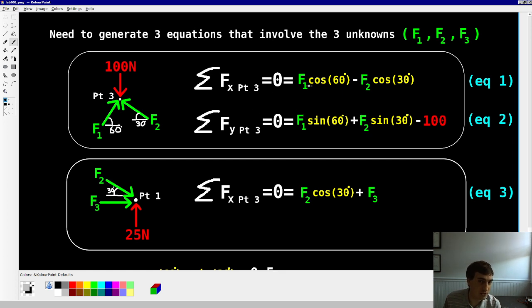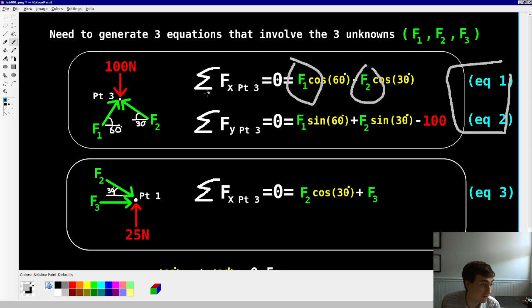In the x, you just have F1 and F2 pushing in the x direction, that's this way. In the y direction, you also have the input loading. And so here you can see the 2 equations at point 3. Actually, you could use these 2 equations to solve for F1 and F2. You have 2 equations here, and you have 2 unknowns, F1 and F2. So you could solve for F1 and F2 with just these 2 equations, but I want to solve for all 3 at the same time, and so we're going to generate a third equation.